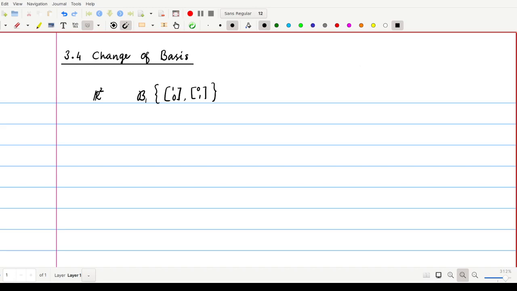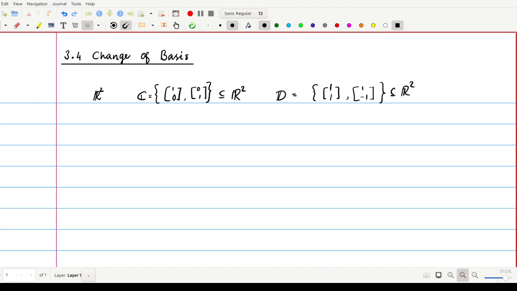We call this B1, or we write this as C. This is basis C. It's a subset of R2 anyway. This is R2, and we can define another basis, say D, consisting of the vectors (1, 1) and (1, -1). Okay, this is another basis of the same R2.